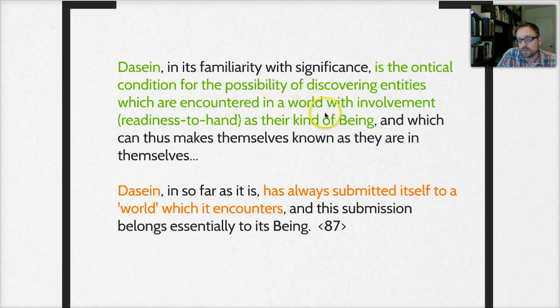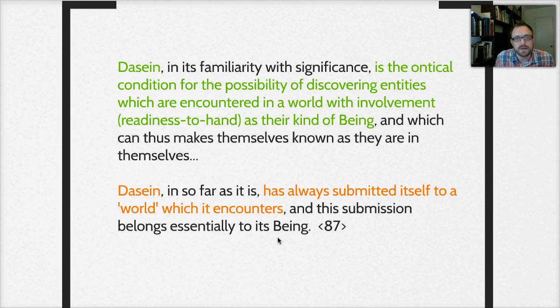So Dasein, in its familiarity with significance, is the ontical condition for the possibility of discovering entities which are encountered in a world with involvement as their kind of being, and which can thus make themselves known as they are in themselves. Dasein, insofar as it is, has always submitted itself to a world which it encounters, and this submission belongs essentially to its being.